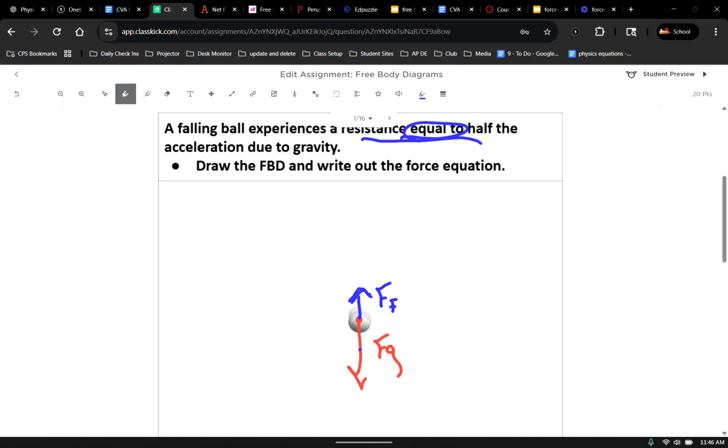Now, that's the free body diagram. Write out the force equation. The equation for these is always going to start the same. If you just write sigma F equals ma, that's the generic equation. It's not going to get you anything though. It's the force chapter, so obviously that's the force equation.